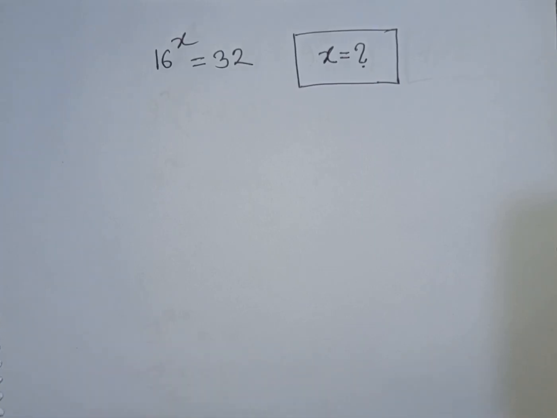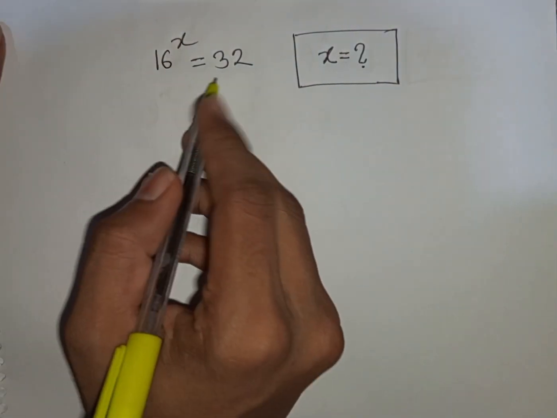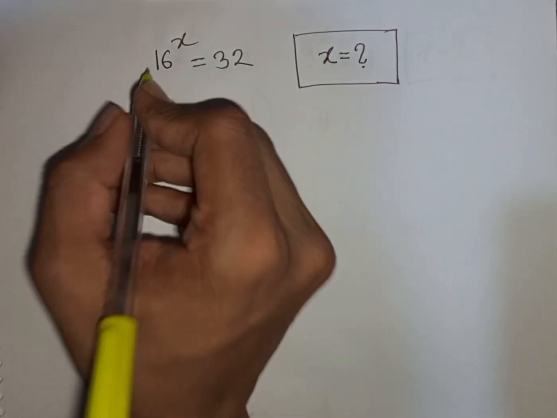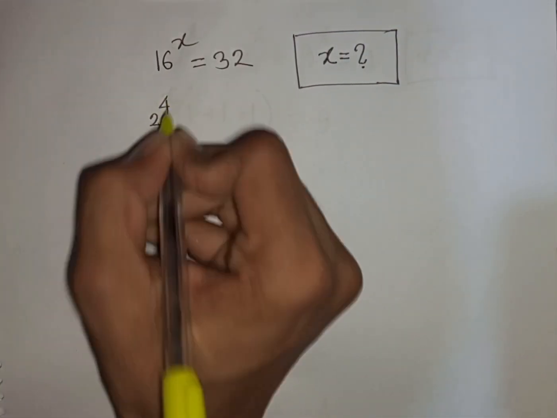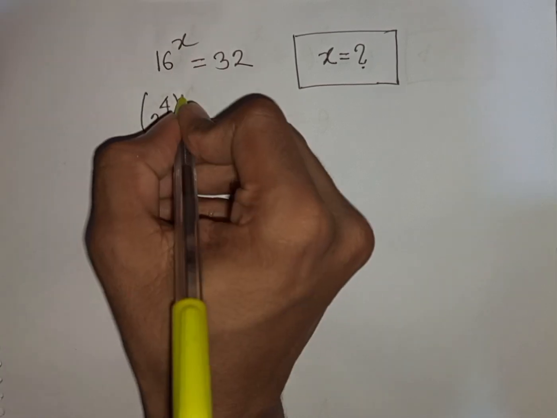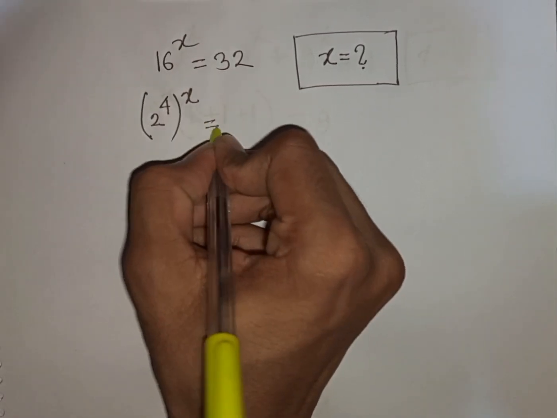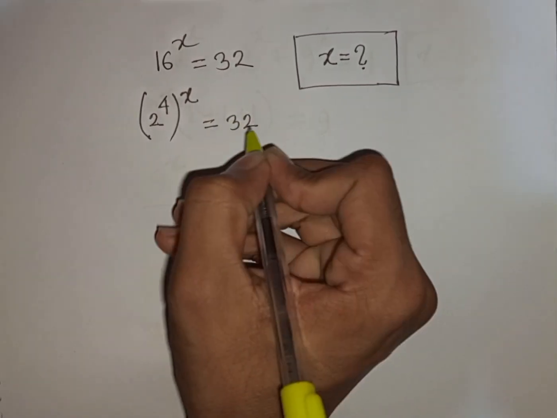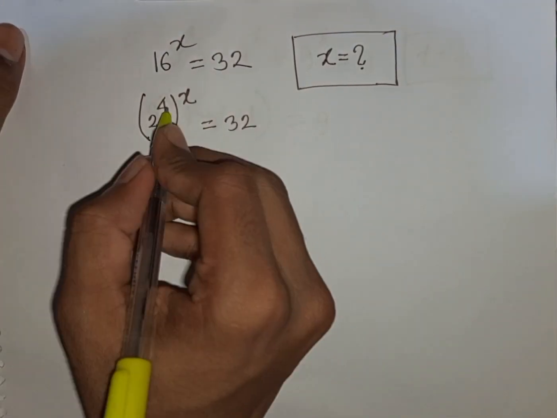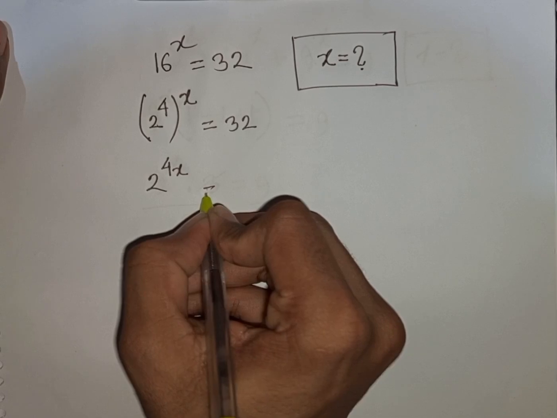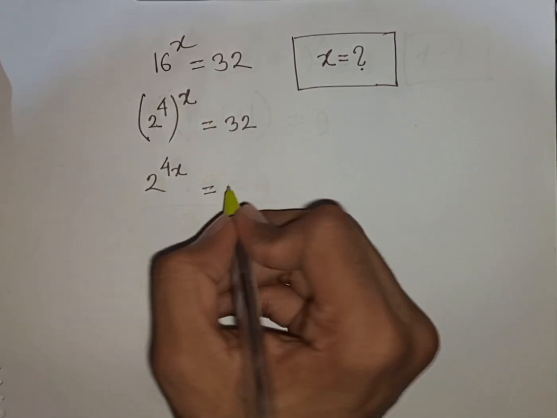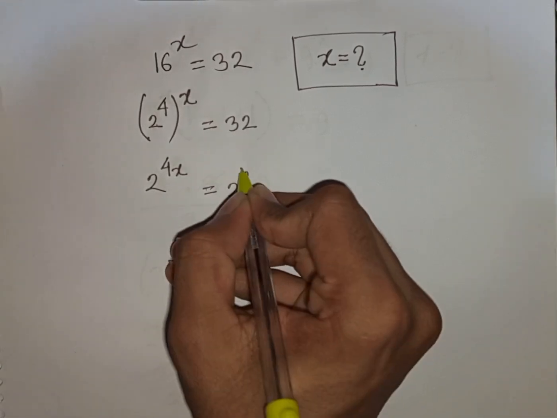How to solve 16^x is equal to 32. Find the value of x. So we have 16^x, which is the same as (2^4)^x is equal to 32. Now 2^(4x), that means it will be 4x, is equal to 32, which can be written as 2^5.